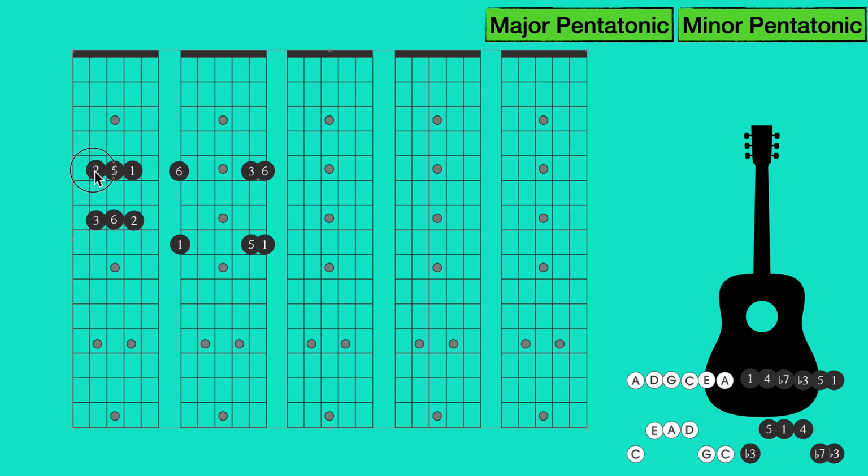And one of those sections is this: 2, 3, 5, 6, 1, 2. Of course, if it were minor, it'd be 4, 5, flat 7, 1, flat 3, 4. For the rest of the video, I'm just going to call this the 2, 3, 5, 6, 1, 2.